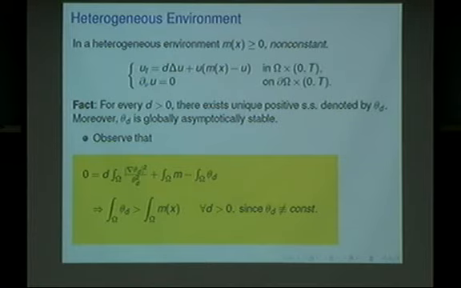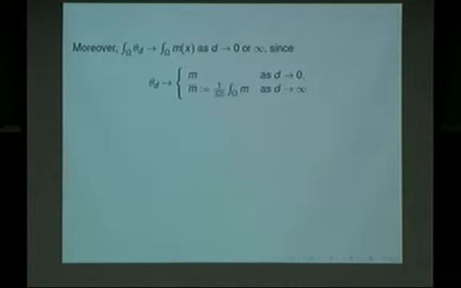But before I go on, let me go a little bit further to talk about this single equation, the simple fact. One can also show as d goes to 0, theta_d goes to m. As d goes to infinity, theta_d goes to the average of m, which is very reasonable, right? D is large means the individuals move very fast. That tends to give you the averaging effect. Therefore, it goes to the average.